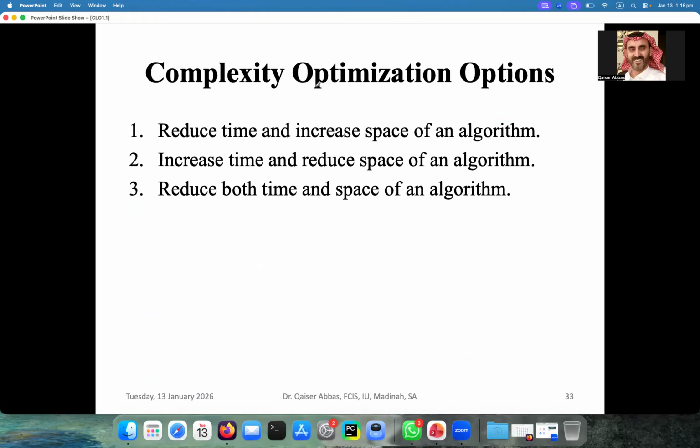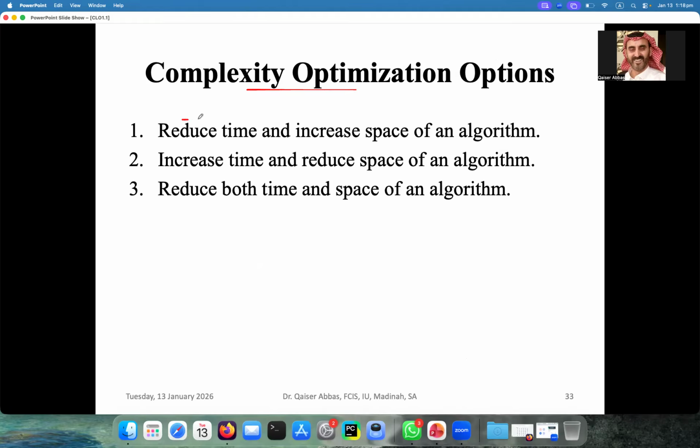How can we optimize the complexity? What are the different options if we have to optimize these complexities? We have studied two complexities, space and time. For any algorithm, we have two complexities, space and time. There are others you will study in AI, but here we are talking about only two. What would you do that should be considered optimization of that algorithm? What are those options?